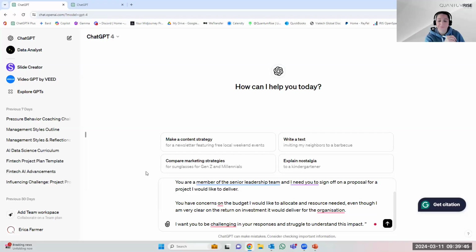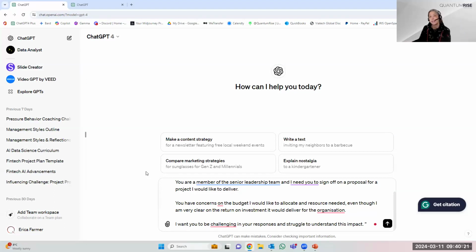You've got concerns on the budget that I would like to allocate and my resources needed, even though I'm very clear on the return on investment that I'd like to deliver for the organisation. So that's our considerations and our constraints. I want you to be concerned about what I'm asking for, because there's no point it being easy peasy. And then I want you to be challenging in your responses and struggle to understand my impact. So that's our brief to set up. And that challenge is really important, isn't it? Because that's the thing that's going to test and learn any kind of idea or skills that you've been learning in the session.